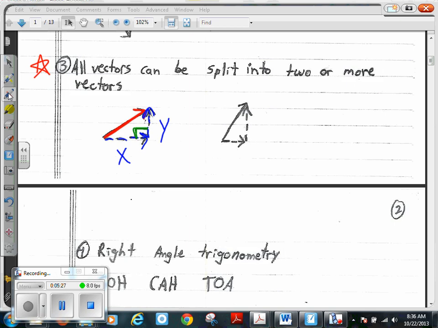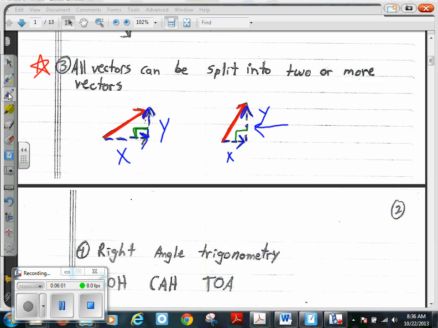And this one, for instance, I split up into an x here and a y here. Okay? So the reason why we want to do this is, especially in projectile motion, we'll find out that an acceleration happens due to gravity, but that only affects the y stuff. And the x stuff is actually unaffected by the acceleration due to gravity.